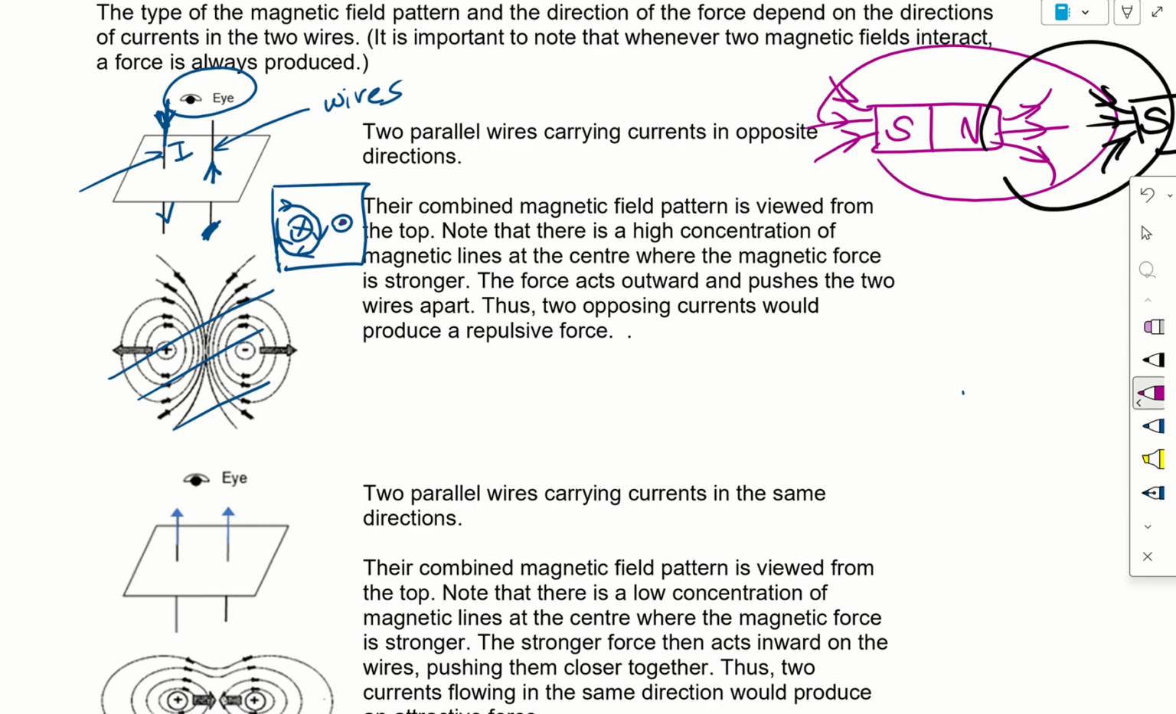Then for the one on the right, your thumb should be pointing to yourself, because the thumb represents the direction of the current and it's a dot, right? So it should be in this direction.